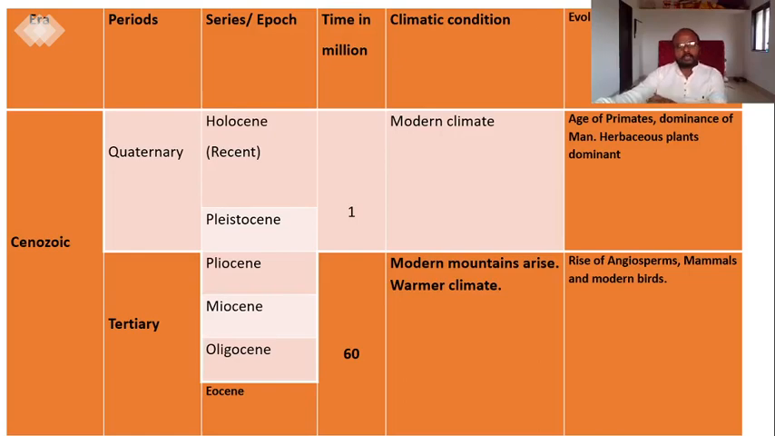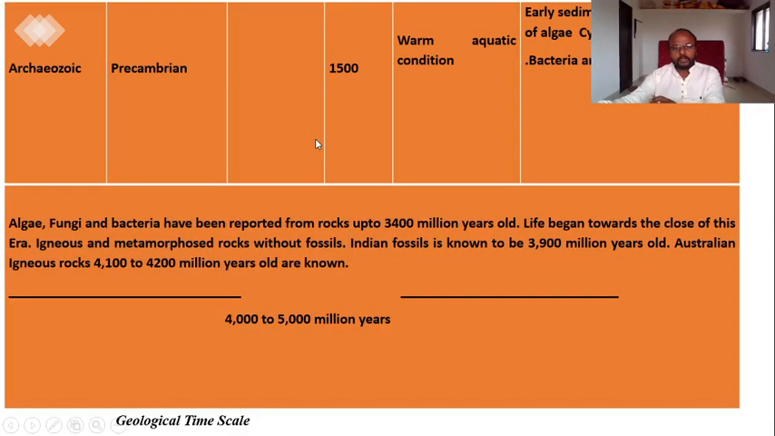Here is the tabular form of the geological time. In this table, the first column is the era. The era is divided into periods, and the period is divided into series. Then there is the time when they were formed, what the climatic condition was at that time, the evolutionary changes, and which types of plants and animals were found at that time. For the sake of convenience, we study from the back.